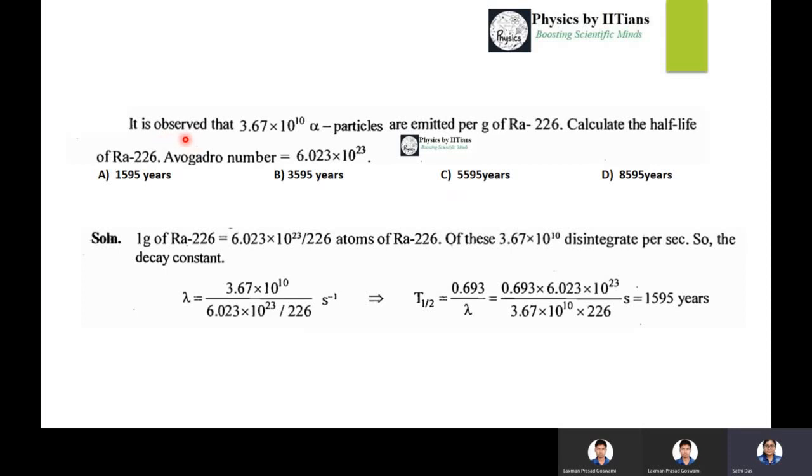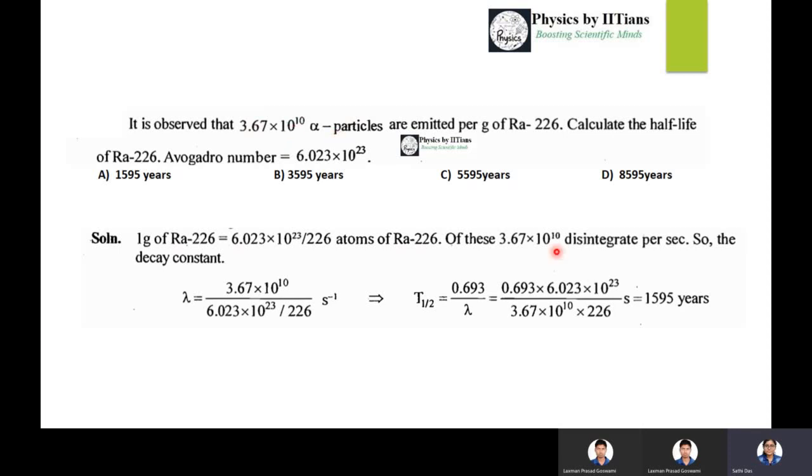This is another question. It is observed that 3.67 into 10 to the power 10 alpha particles are emitted per gram of radium-226. Calculate the half-life of radium-226. Avogadro number is 6.023 into 10 to the power 23. So you have been given that 1 gram of radium-226 is 6.023 into 10 to the power 23 divided by the atomic number, that is 226 atoms of radium-226. So now the disintegration rate per second is 3.67 into 10 to the power 10.